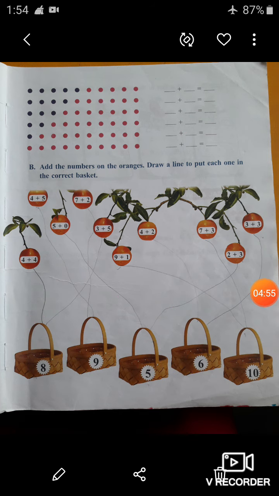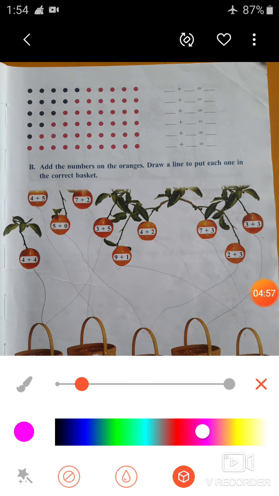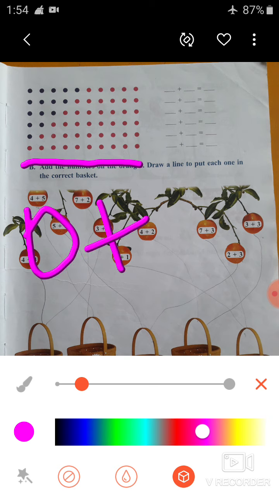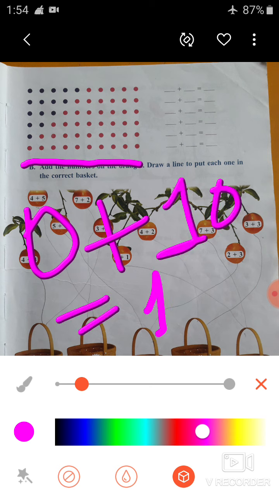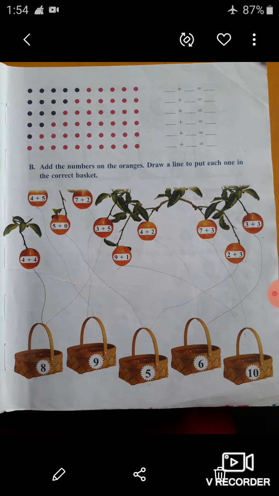At last, here 10 pink dots are given. So here 0 blue dots plus 10 pink dots equals 10. So you have to write here 0 plus 10 equals 10. Now the addition fact of 10 is completed. Let's come to question number B.